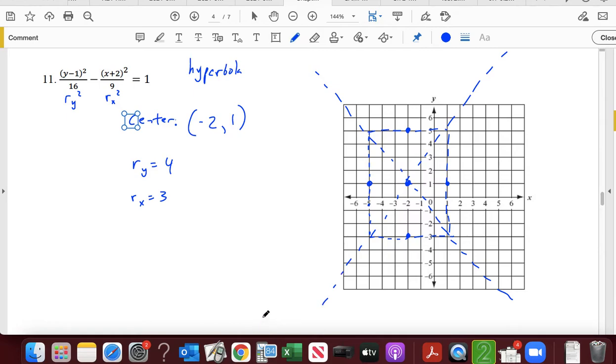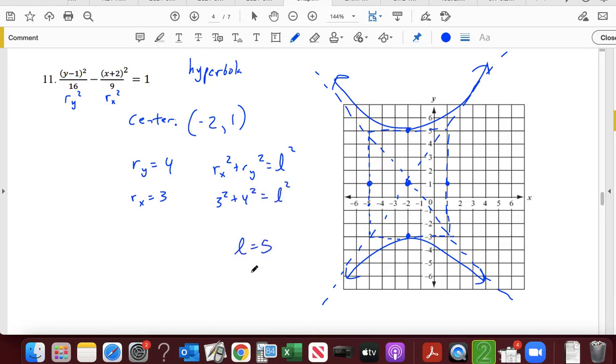And finally, because y is the one that is positive, we know our curve is connected to the points that were up and down, your Ry, rather than your Rx. So there are hyperbolas there. Now we can find the focus. Remember, it's Rx squared plus Ry squared equals L squared for this one. So it's 3 squared plus 4 squared equals L squared, and we know that's a Pythagorean triple, so L equals 5. We can also find that by computing it.